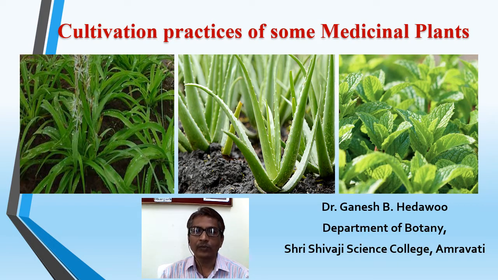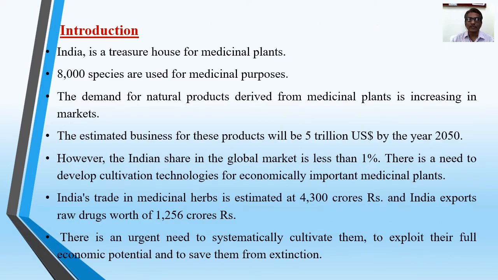the cosmetic products. Dear friends, India being one of the 12 mega biodiversity centers is a treasure house for the medicinal plants. Around 8,000 species are used for medicinal purposes in different traditional systems of medicines such as Ayurveda, Siddha, Unani, homeopathy, herbo-minerals and the folklore, etc. The demand for natural products derived from medicinal plants is increasing in national and international markets.